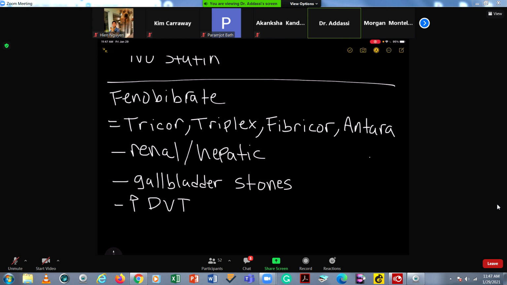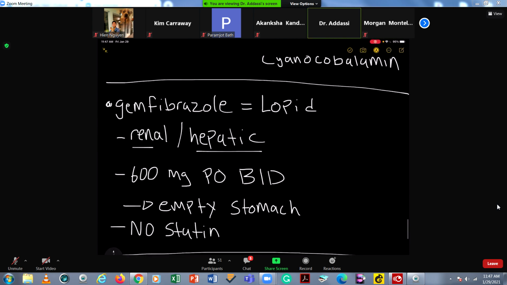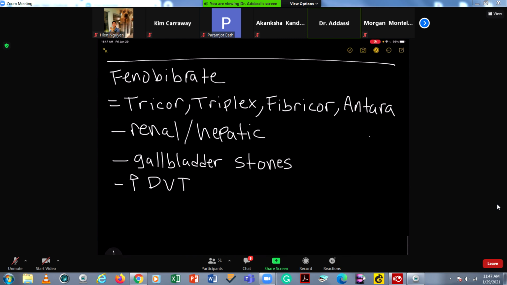Any questions? Quick question. Do all of the fibrates increase your chance of DVT, or is it just specifically fenofibrate? Gemfibrozil will increase it a little bit, but it's more common with fenofibrate. It's more of a pertinent issue with fenofibrate than gemfibrozil. Okay, thank you. Yeah, of course.